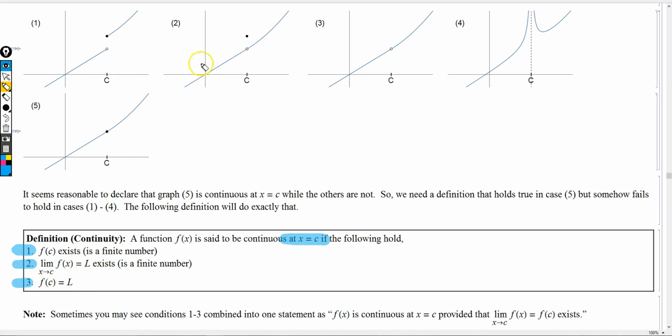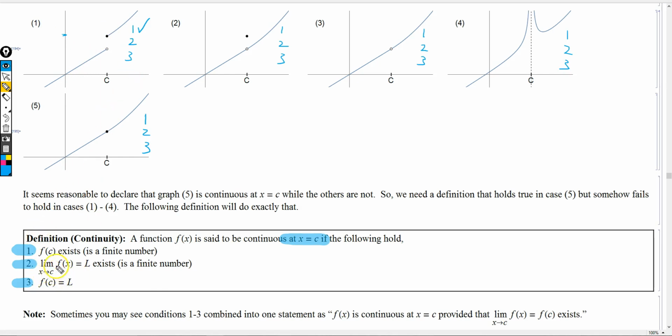Now let's take a look at these graphs up here and see that only graph number 5 satisfies all 3 of these conditions. So we'll just label those conditions as 1, 2, and 3 and see which ones are being satisfied up here for each. Alright, so for the first graph here, it does look like f of c is satisfied. It exists. Number 1 is satisfied. F of c would be whatever that number right there is on the y-axis. So number 1 is satisfied.